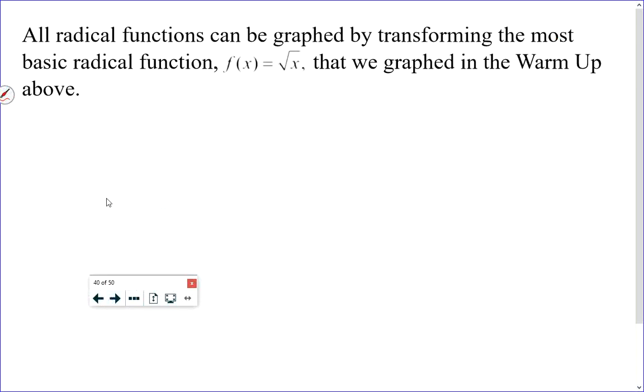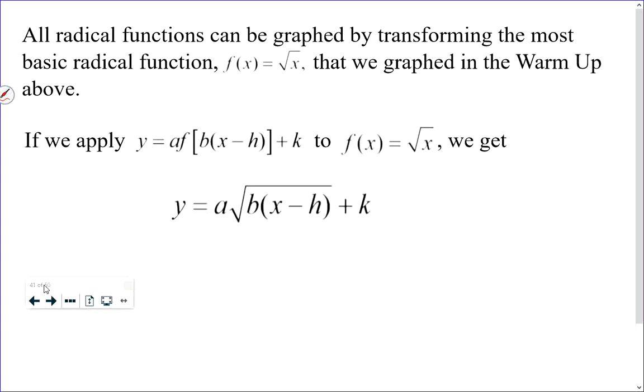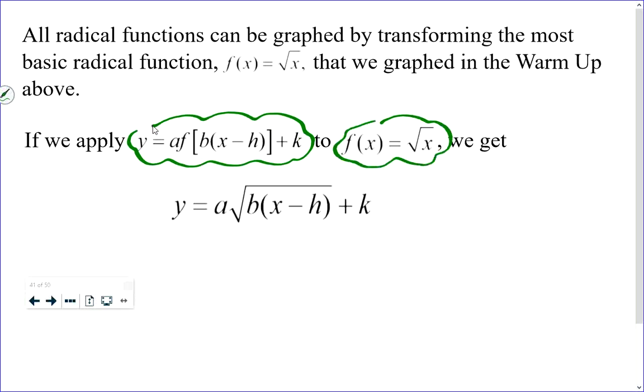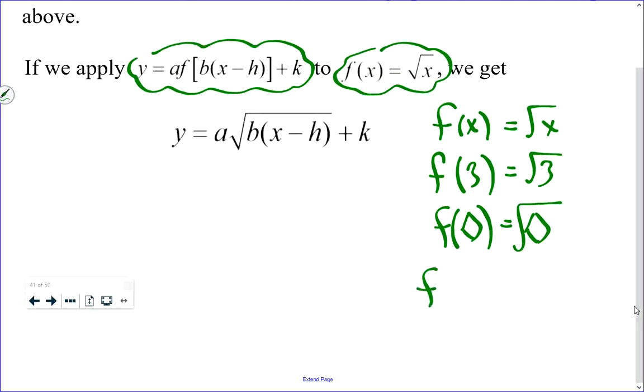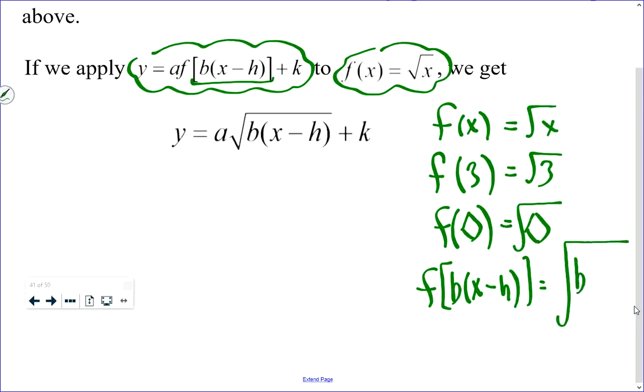All right. All radical functions can be graphed by transforming that most basic radical function that we just graphed. So if this is our template, and it is, and f of x is root x, and it is, then I'll remind you, and I know that you probably go, oh, yeah, I get it, but I like to do it every time. If f of x is root x, then f of 3 is root 3. F of diamonds is root diamond, which means that f of b bracket x minus h, this piece right here, is the square root of b bracket x minus h.